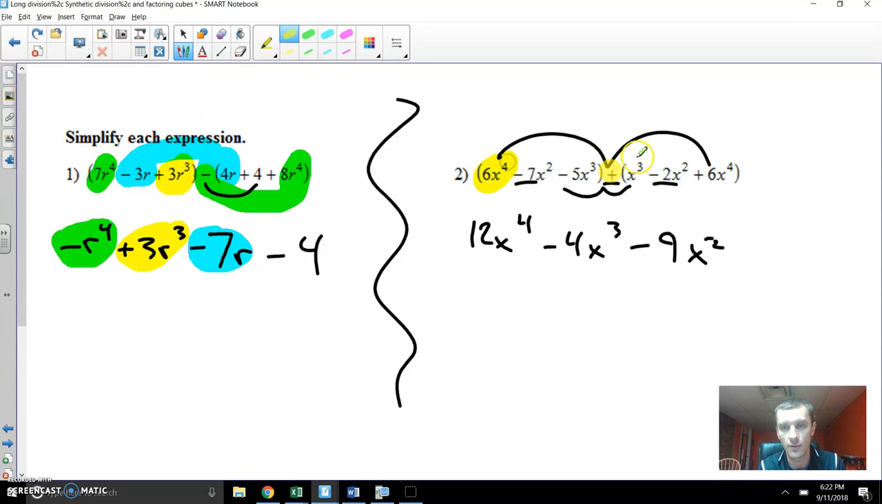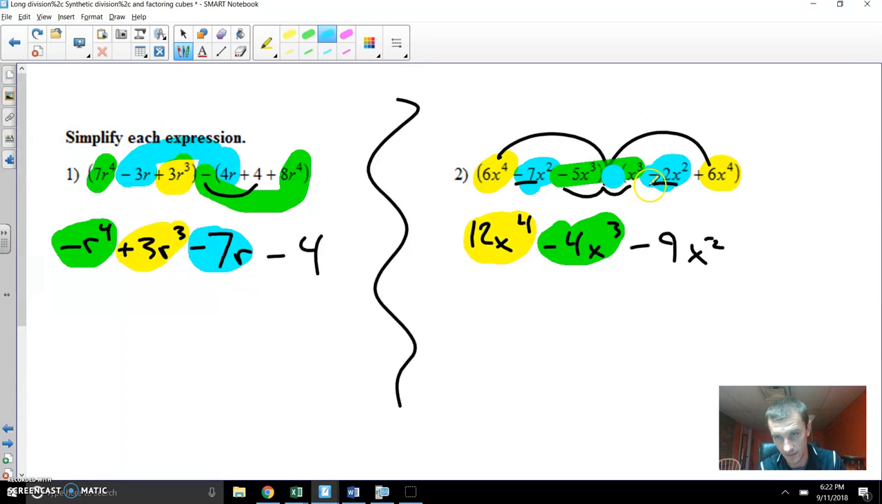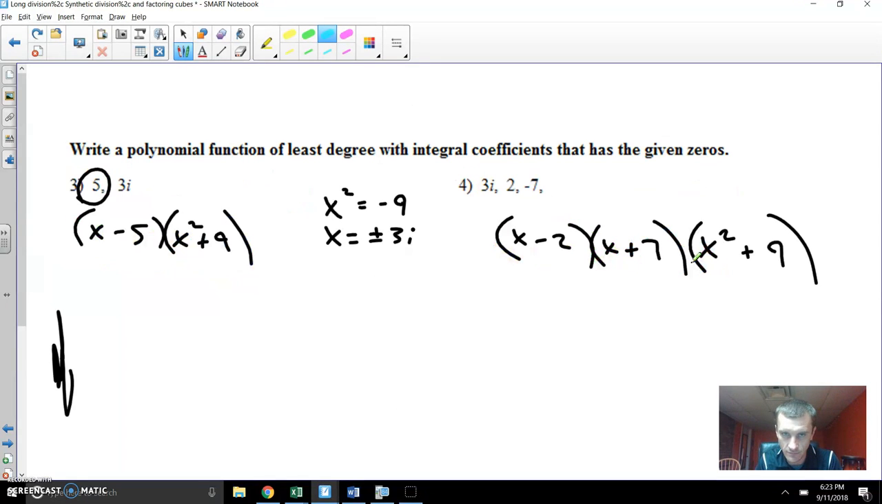That's 6x to the fourth plus 6x to the fourth, 12x to the fourth. Next we have a cubic, -5 plus 1, -4. Next we have a quadratic, -7x squared plus in the middle, -2. -7 plus -2, -9, x squared. So that's something we've had on several tests, honestly, and just kind of keeping that in mind so that on the cumulative that we take here in a few weeks, that's something that's easy for everybody.